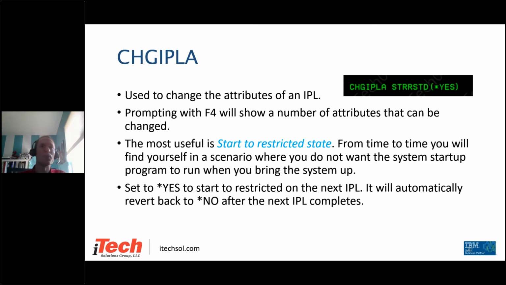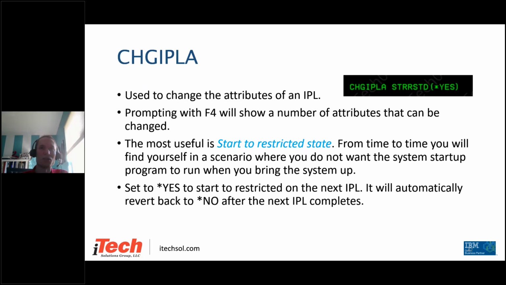And CHGIPLA, change IPL attributes. This is used to change the attributes of an IPL. Prompting with F4 will show a number of attributes that can be changed. There's a lot of different parameters on here. We're not going to cover all of them right now, but one of the most useful things that you can use on change IPL attributes is to change the system to start in a restricted state.